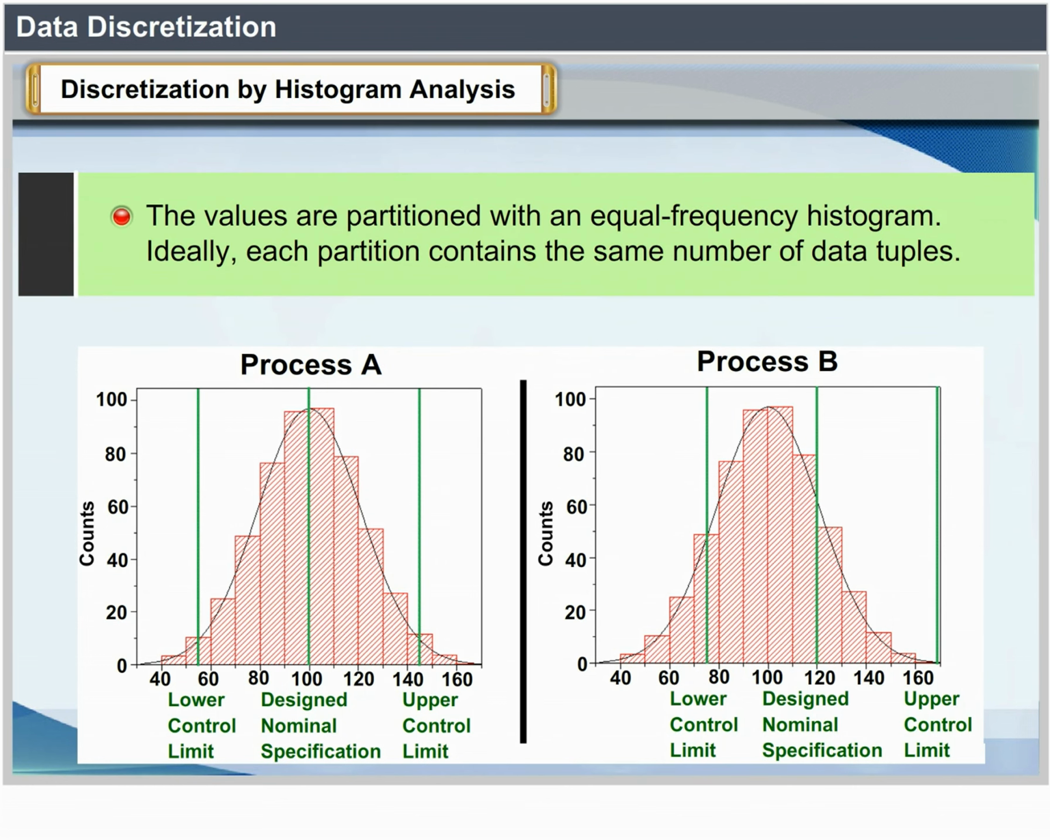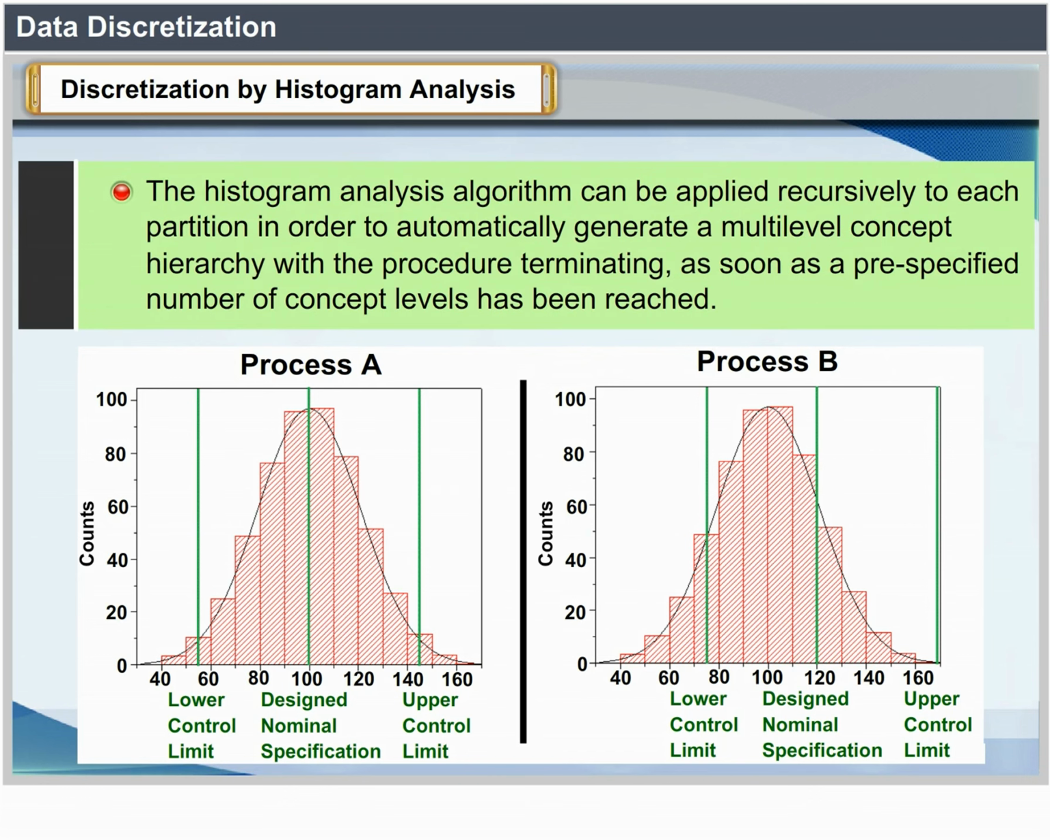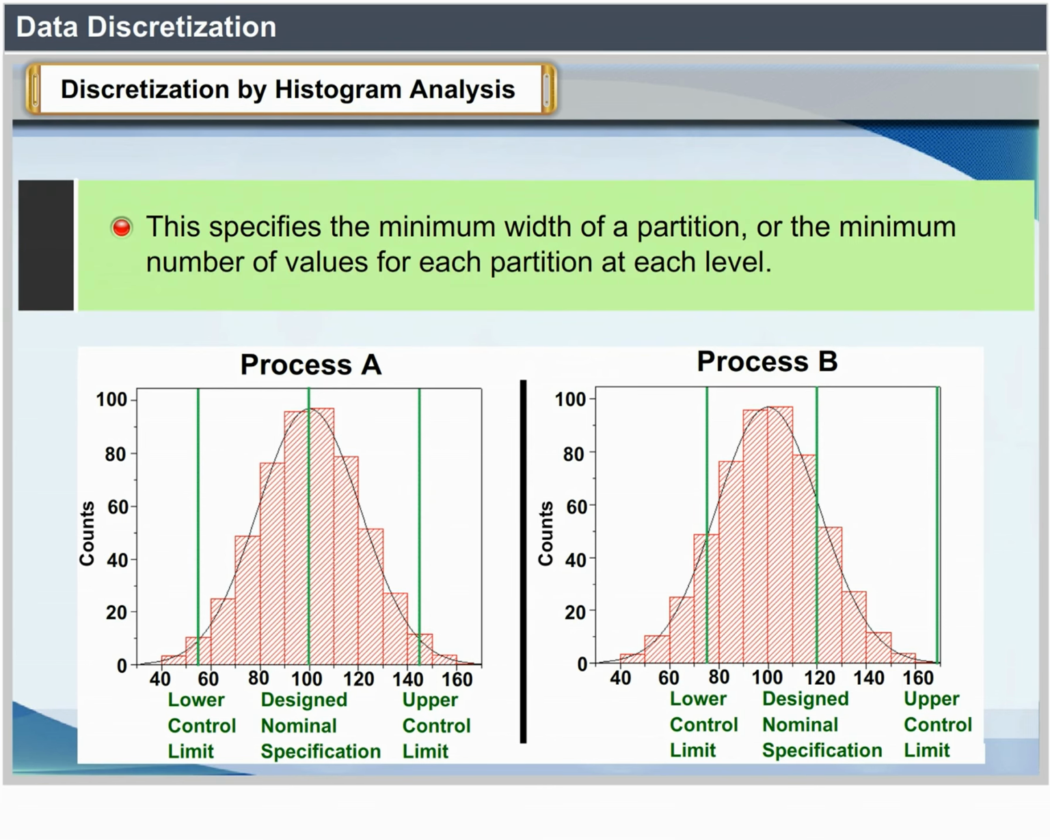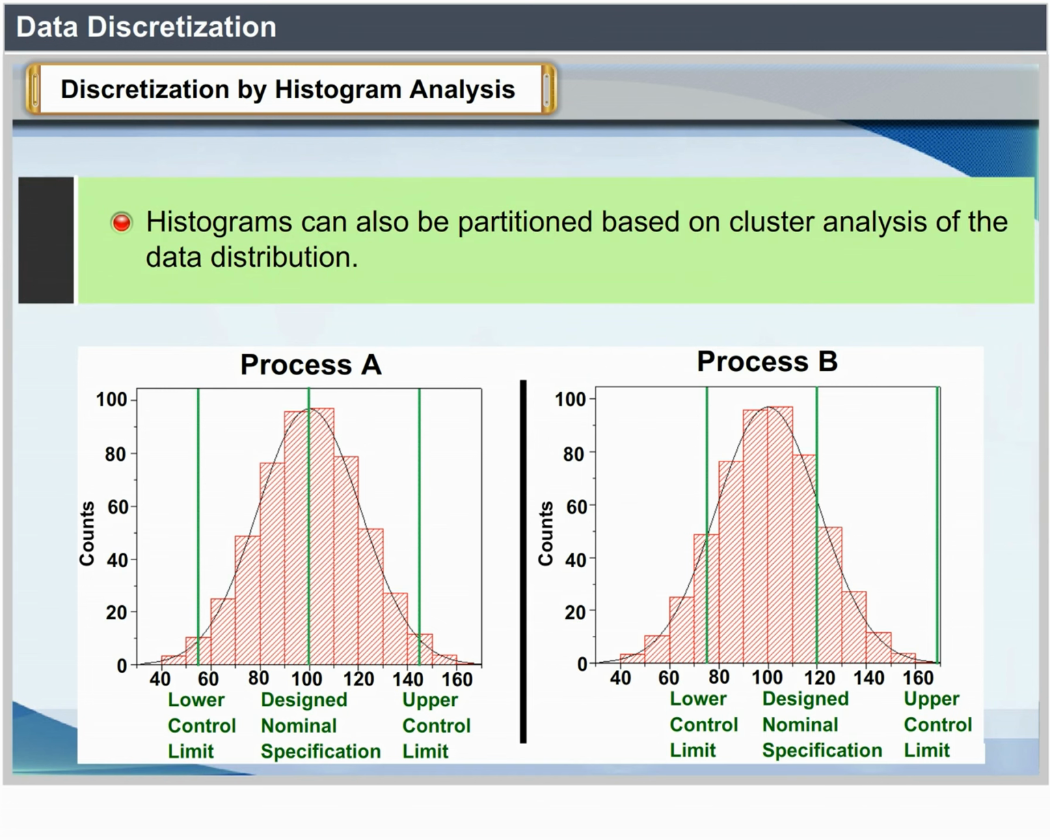With an equal frequency histogram, the values are partitioned so that ideally each partition contains the same number of data tuples. The histogram analysis algorithm can be applied recursively to each partition in order to automatically generate a multi-level concept hierarchy, with the procedure terminating once a pre-specified number of concept levels has been reached. A minimum interval size can also be used per level to control the recursive procedure. This specifies the minimum width of a partition or the minimum number of values for each partition at each level. Histograms can also be partitioned based on cluster analysis of the data distribution.